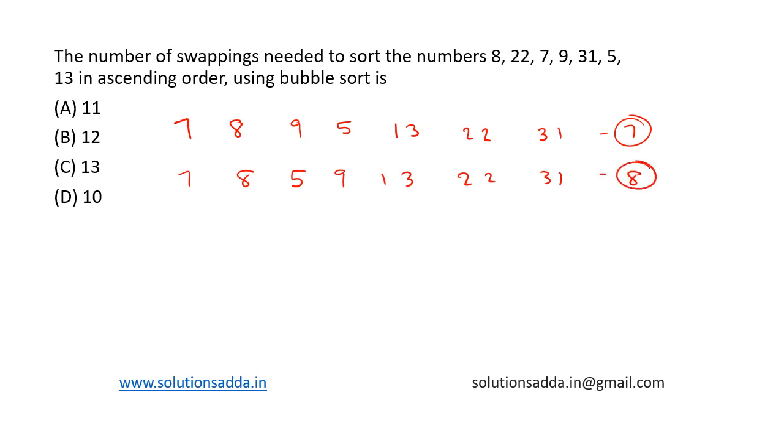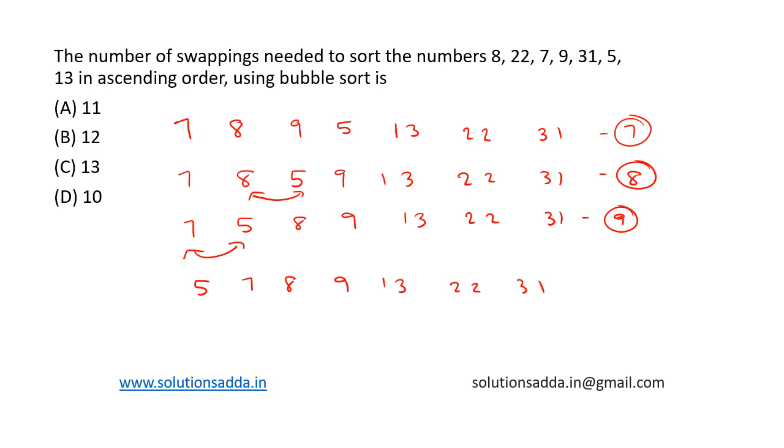Next we have 8 and 5. So we have 7, 5, 8. These two get swapped. That is being written here. 9, 13, 22, 31. This is the ninth swap. At last 5 and 7 get swapped. We have 5, 7, 8, 9, 13, 22, 31. This is the 10th swap. So based on the options, we have 10 swaps and option D is the correct answer.